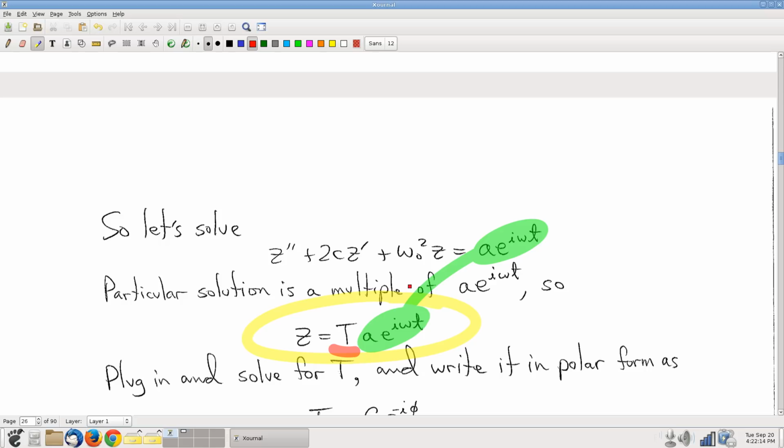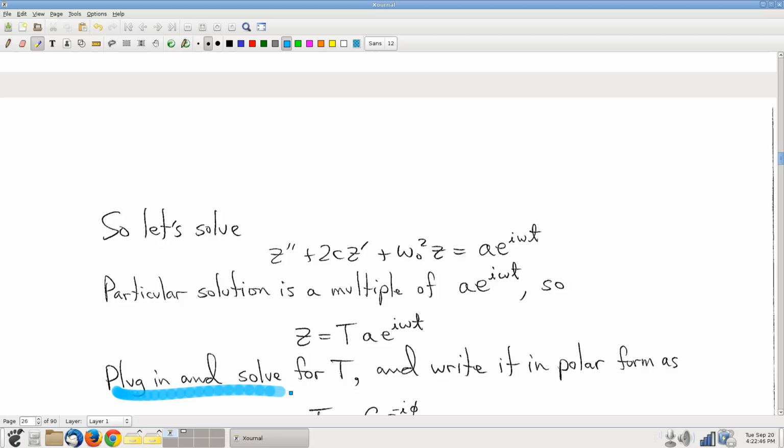Now, students at this stage very often want to combine these two constants, t and little a, into a single constant. You could do that. It ends up being more convenient not to. So, very importantly, I want to leave this constant here visible as part of my guess. I want this t factor to be a separate thing, and we'll see the advantages of that in a few minutes.